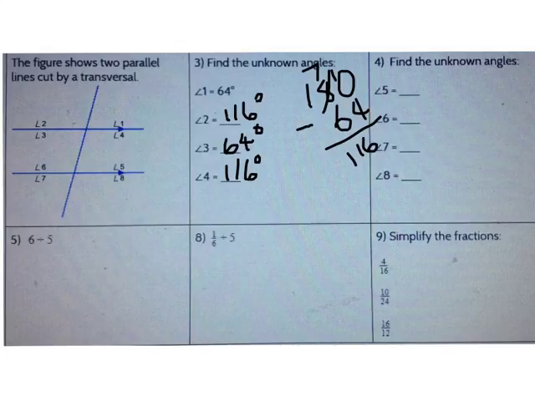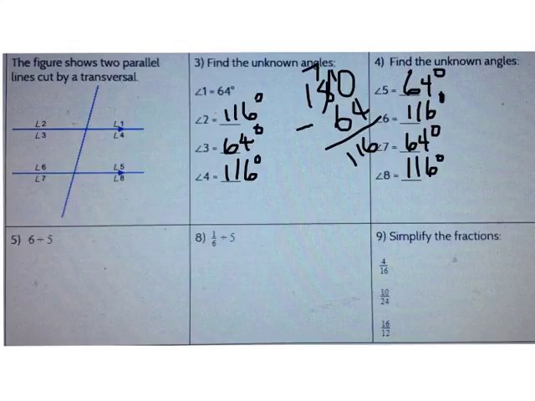Use what you know about corresponding angles to find angles 5, 6, 7, and 8. Angle 5 corresponds to angle 1, so it's 64 degrees. Angle 6 corresponds to angle 2, so it's 116 degrees. Angle 7 corresponds to angle 3, so it's 64 degrees as well. And angle 8 corresponds to angle 4. It's 116 degrees. Now let's do a couple division questions.